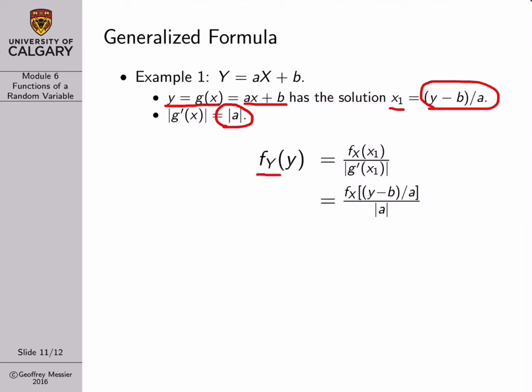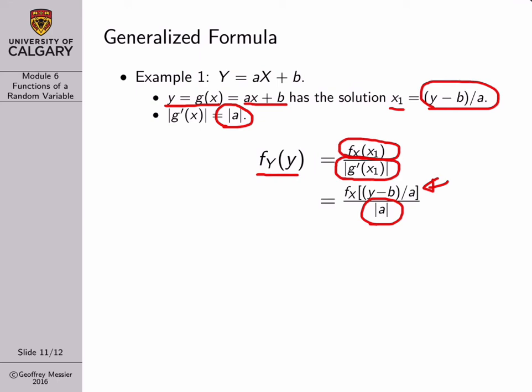And so our expression for the PDF of y is equal to the PDF of x with x1, our first solution for our equation, as its argument, divided by the derivative of the system function with respect to x, again with x1 as its argument. And so what we end up with is f of x with (y minus b) over a as its argument, which is exactly what we had with the previous expression, divided by the magnitude of a.